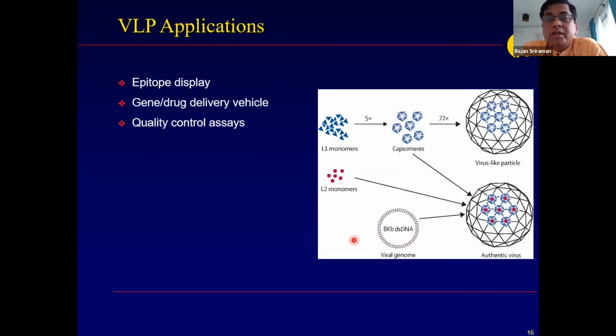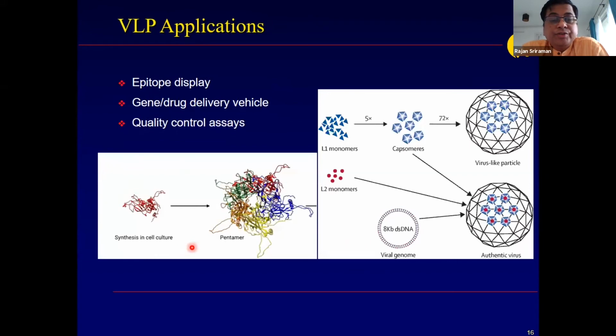So when it comes to application of VLP, we have epitope display. What I mean by that is, let's assume this is an authentic L1 configuration, and these are the loops, which means these loops may or may not interact. Just in case if they are not interacting with the neighboring L1 capsid, then it is very much possible you could replace these loops with an immunodominant epitope from any other pathogen, and those can be displayed in multiple copies.